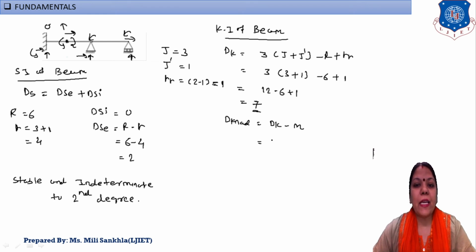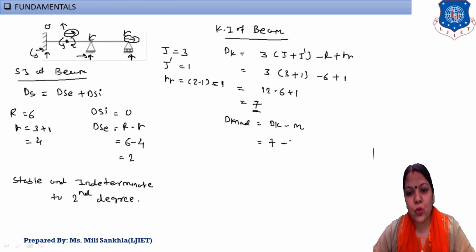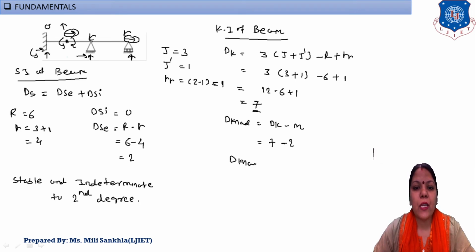Next, Dk we found out 7, and what is m? M is equal to number of axial deformations. So find here, this is our first axial deformation and this one is our second axial deformation. So minus 2 here, and our final answer is Dk NAD, 7 minus 2 is equal to 5.